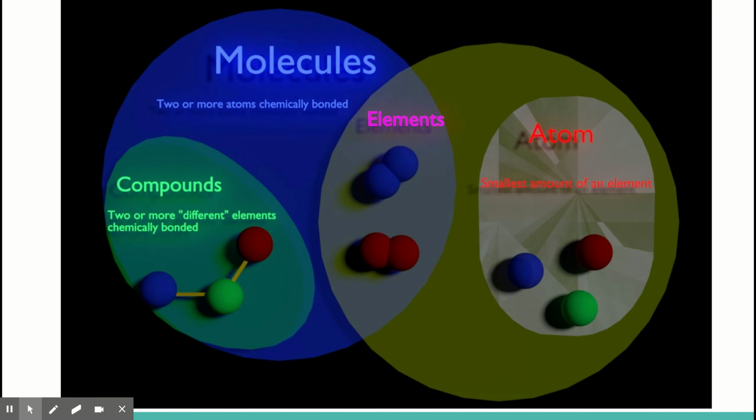So here's our Venn diagram, just explaining the differences. We have our elements, and we know that elements, or atoms, are the smallest amount of an element. Molecules are two or more atoms chemically bonded. And then we have our compounds, which are two or more different elements chemically bonded, like the example of water.